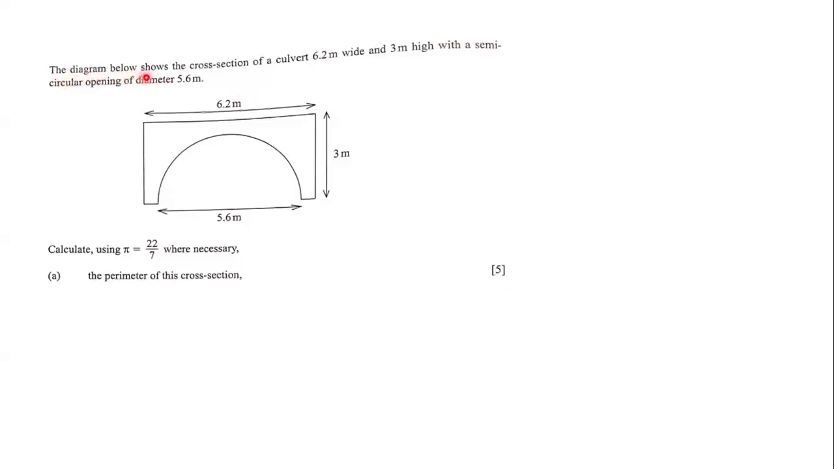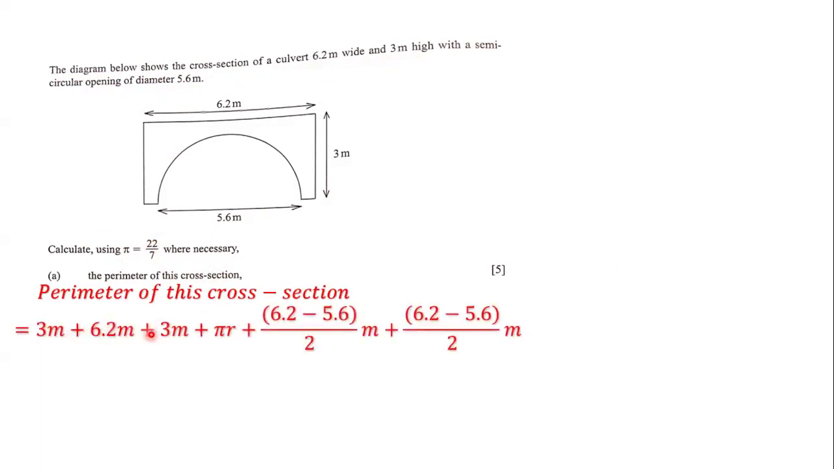The diagram below shows the cross-section of a culvert, 6.2 meters wide and 3 meters high with a semicircular opening of diameter 5.6 meters. Calculate, using pi equal to 22/7 where necessary, the perimeter of this cross-section. And so the perimeter of this cross-section is going to be given by this particular expression.